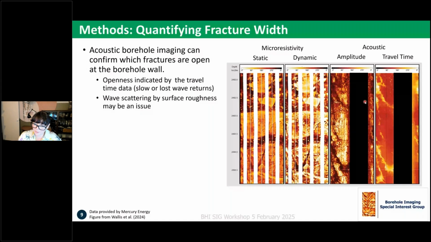And here we see a blurred fracture in the microresistivity image that has a really nice travel time signal indicating that it's open, and here's another fracture with a nice signal indicating it's open. So having these two kinds of data together is very, very useful.